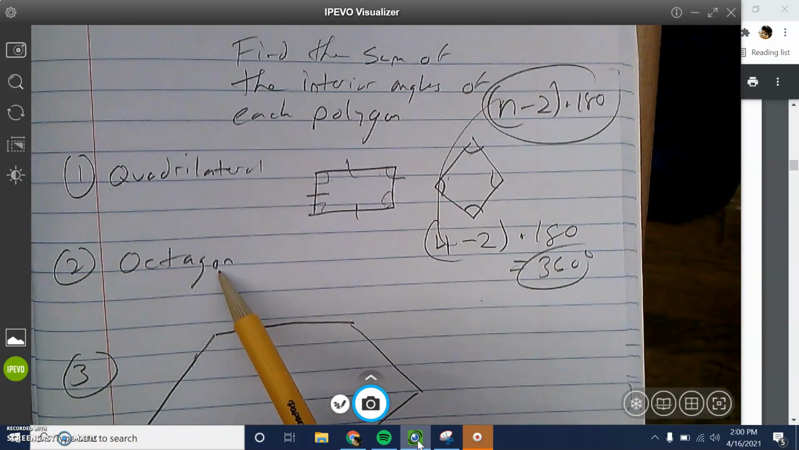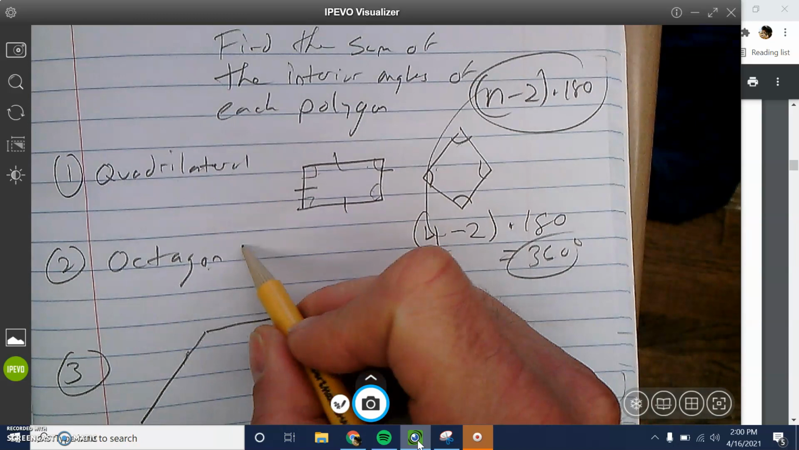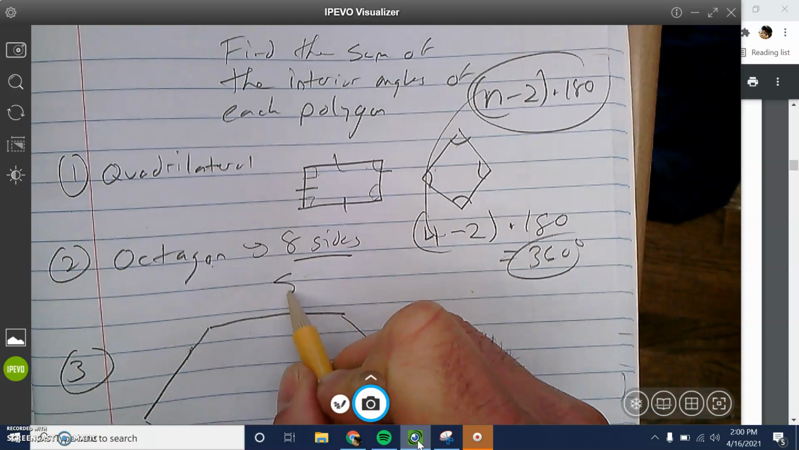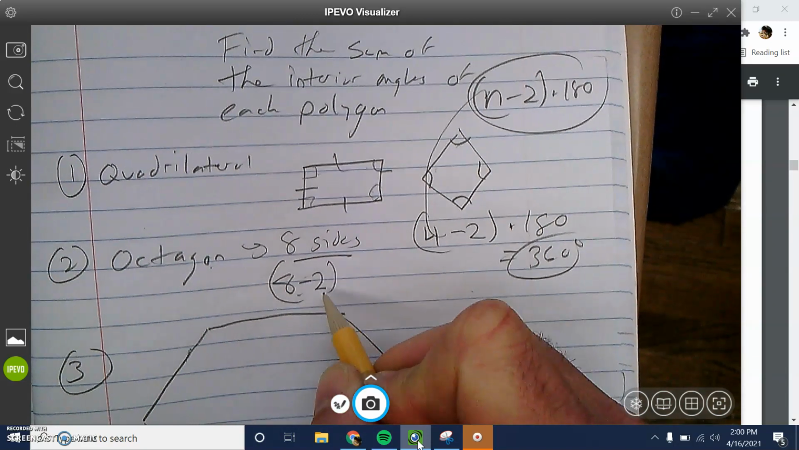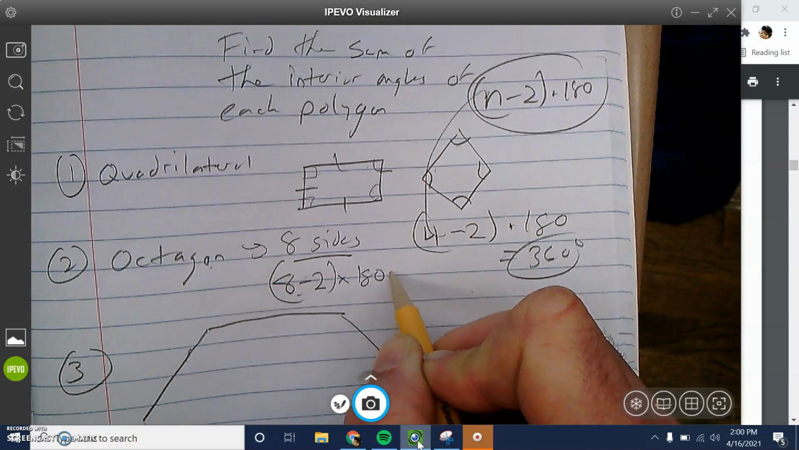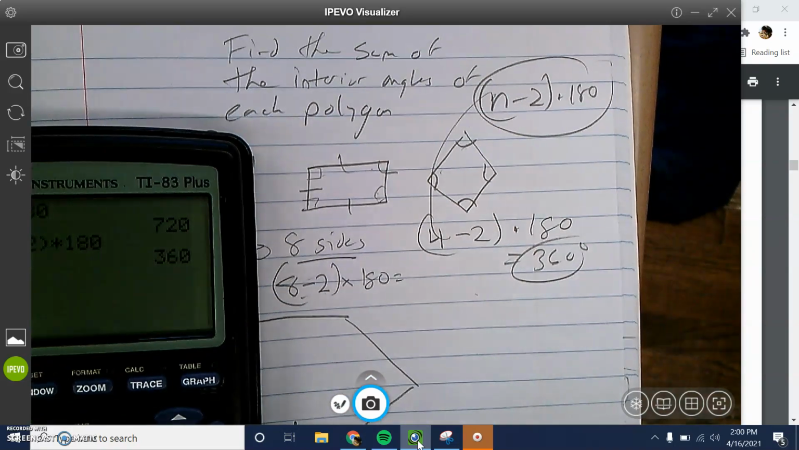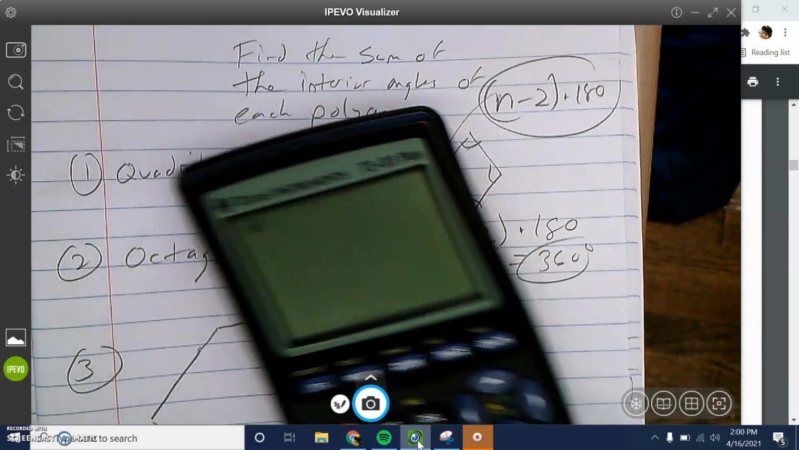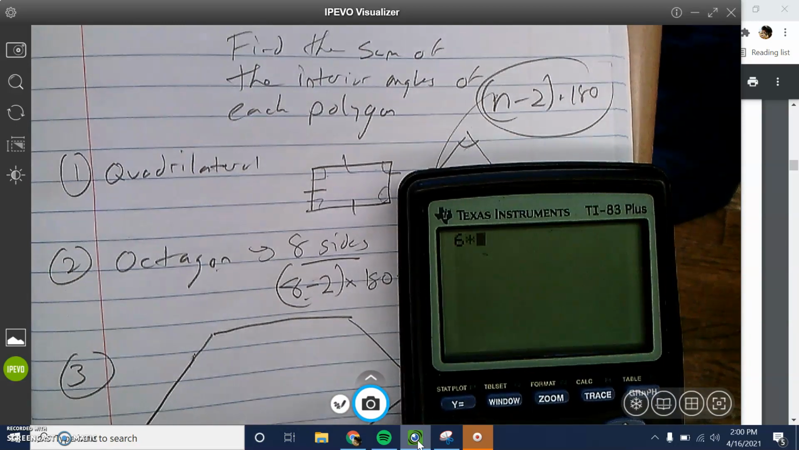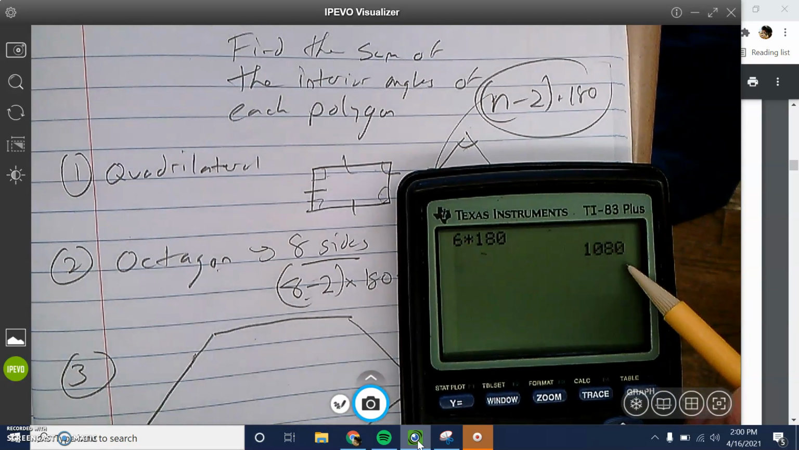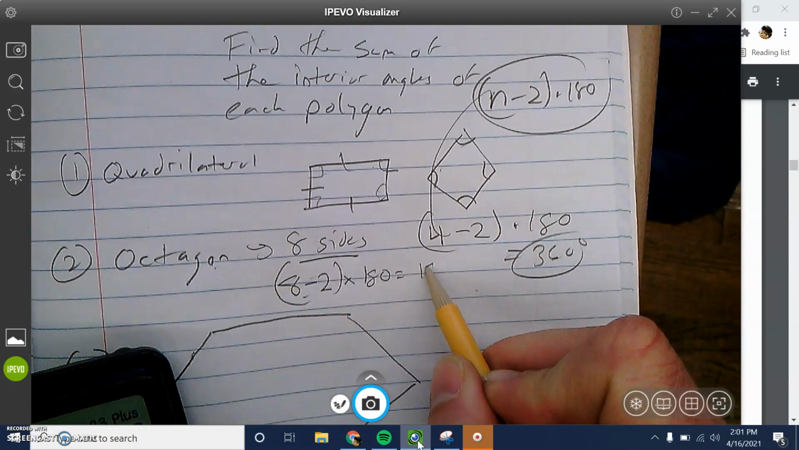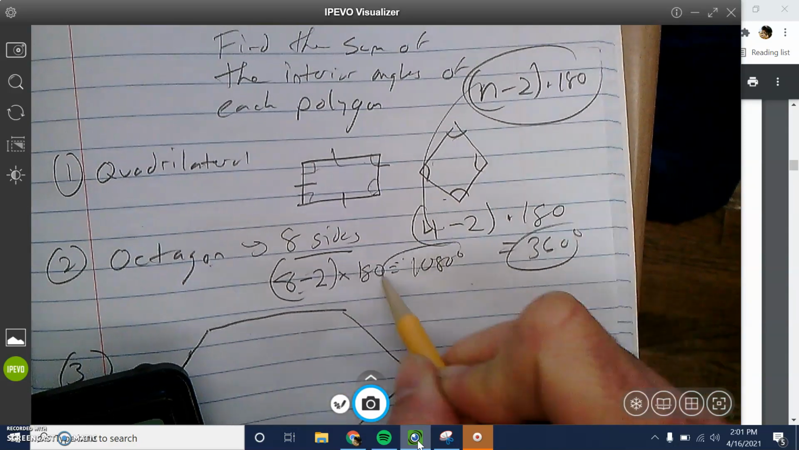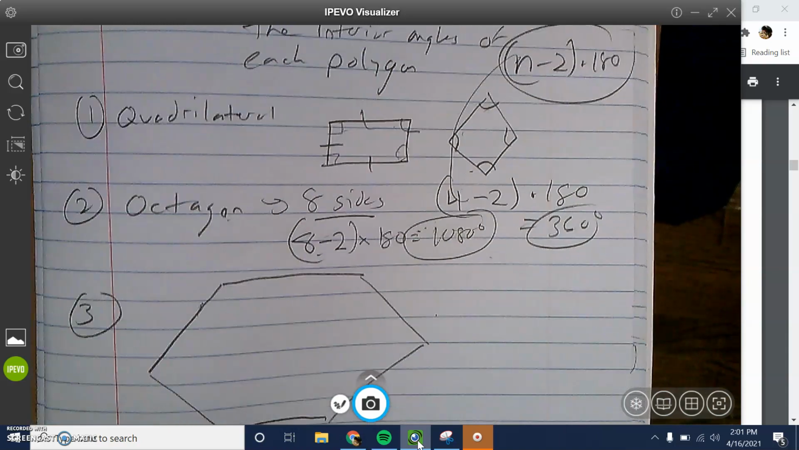How about an octagon? So you don't even have to draw the picture. An octagon has 8 sides. You know that, right? So that would be 8 sides minus 2. So that gets you the number of triangles in there. And each triangle is 180 degrees. That's what we got from the pattern. So 8 minus 2 is 6. I know I can do that in my head, right? 6 times 180 is 1,080. So all the angles inside here equal 1,080 degrees. Cool.